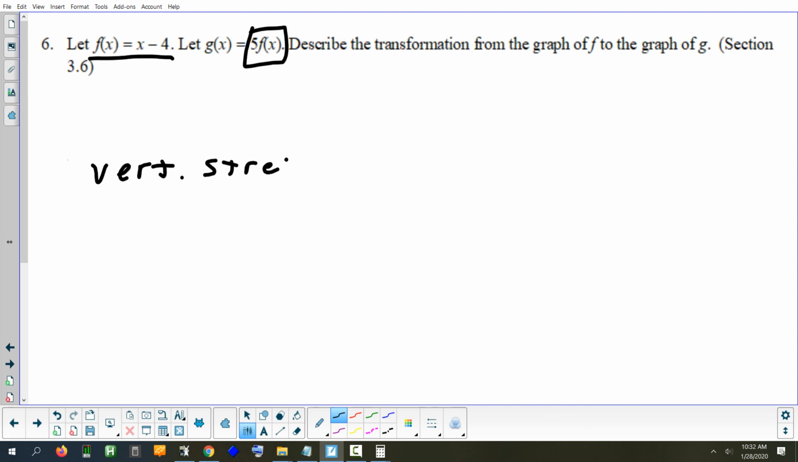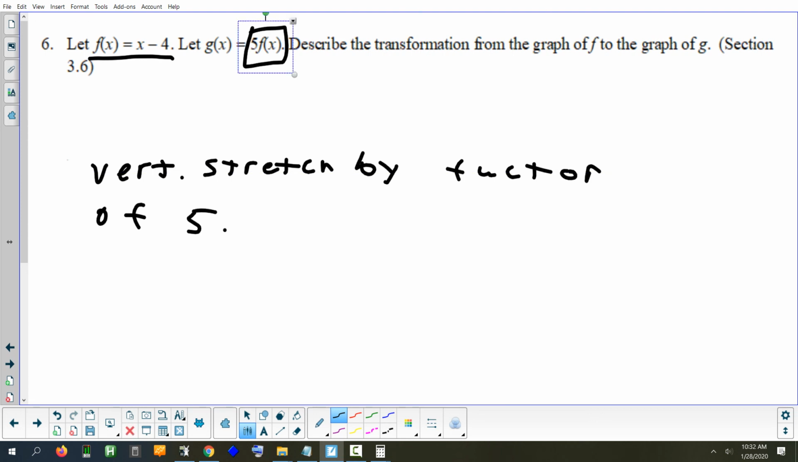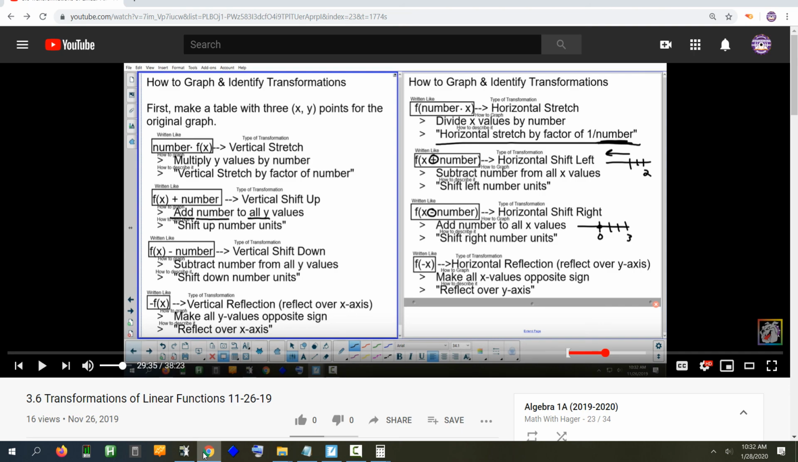Vertical stretch by factor of how much? 5, exactly. But wait, how do you know if it's vertical or horizontal? You have to look at what they give you and match up what's in that box with one of those 8 boxes there. Okay?